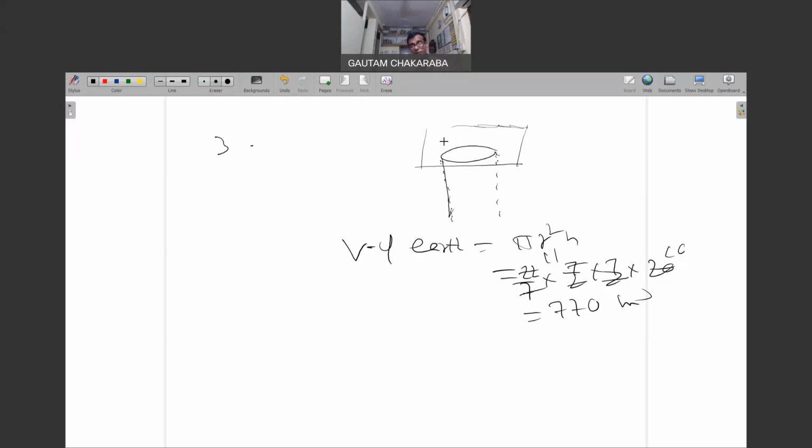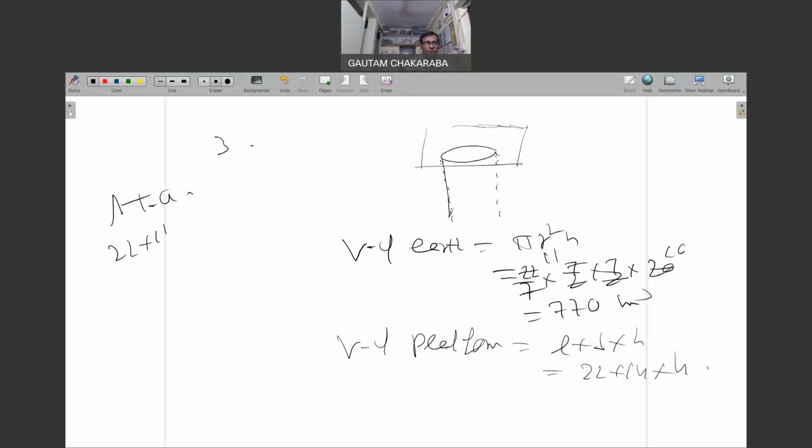It will form a cuboid. So length and breadth given. So volume is equal to length, breadth into height. So volume of platform is length, breadth into height. Length 22 and breadth 14, height not given. So according to question, this volume with h is equal to volume of earth. Now you calculate h is equal to 770 divided by 22 into 14. Okay.